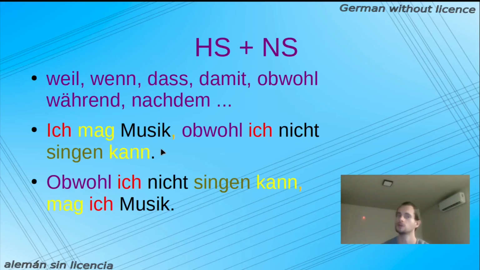"Ich mag Musik, obwohl ich nicht singen kann." I like music, although I cannot sing. Why have I chosen this example? So that you also see a sentence where you have two verbs in the subordinate clause with the subordinate connector.